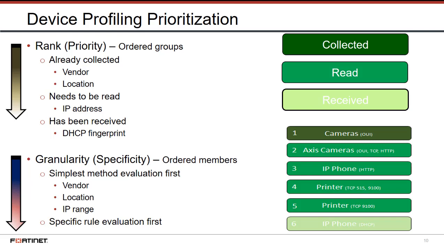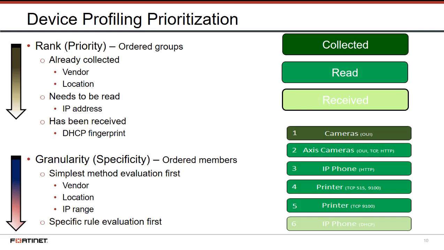Then, as a third group, we have the received. This is information that the Fortinet must have received. It does not have the ability to go out and get that information. It is reliant on something in the endpoint to get that information to it, essentially. And the only one that falls into that category right now is DHCP fingerprint.